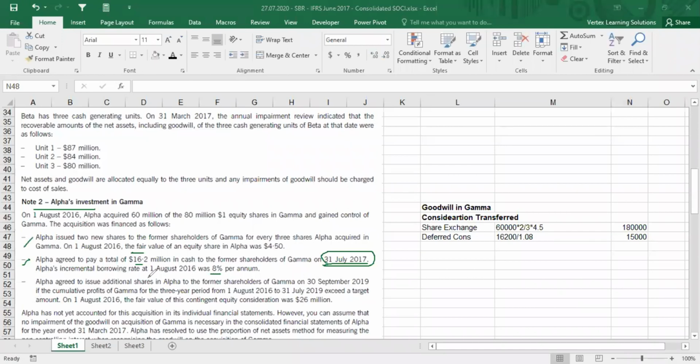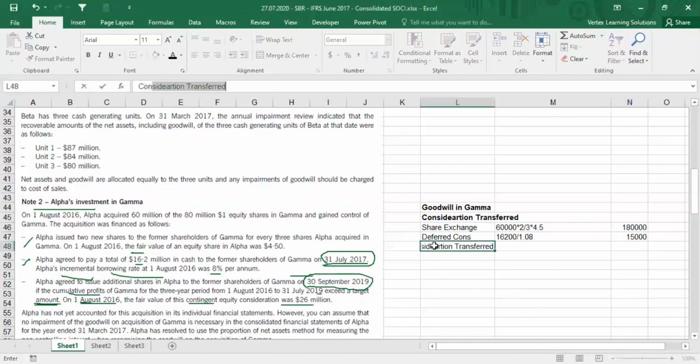Alpha agreed to issue additional shares in Alpha to the shareholders of Gamma on 30th September 2019, which means after 3 years, if the cumulative profits of Gamma for the 3-year period to 31st July exceed a target amount. On 1st August 2016, at the date of acquisition, the fair value of this contingent equity consideration was 26 million. So we call it contingent consideration.